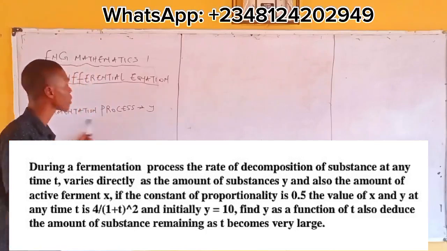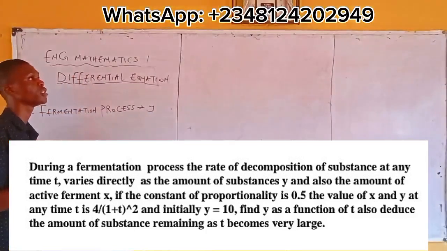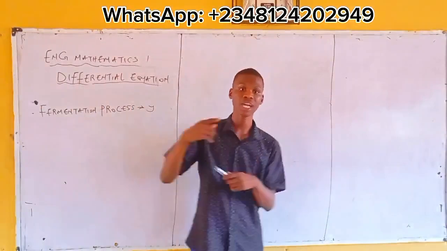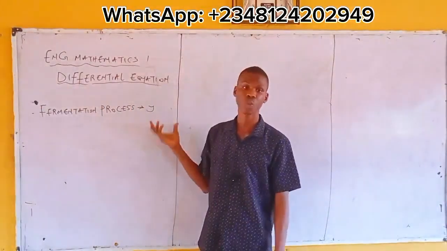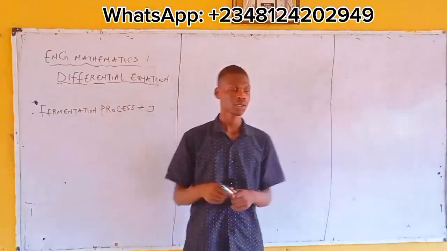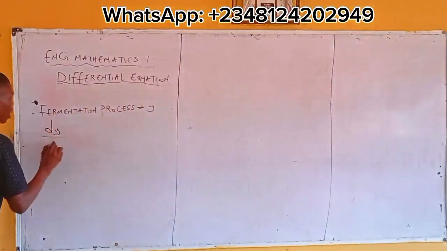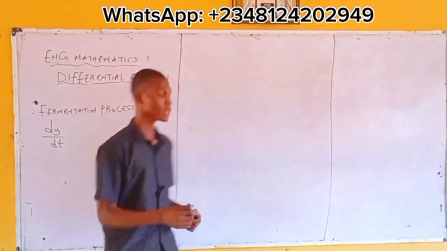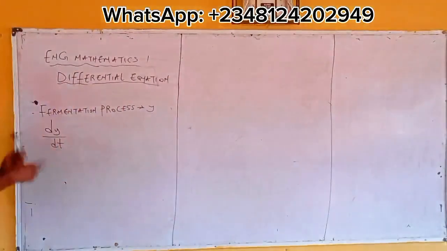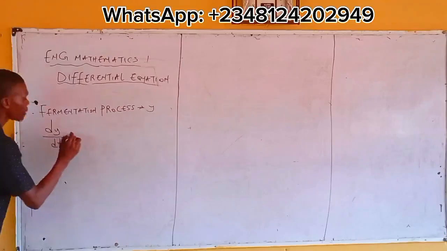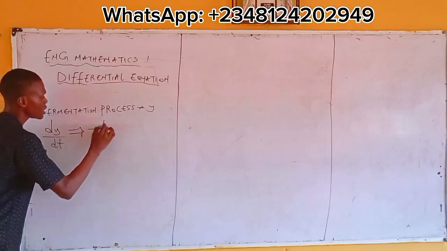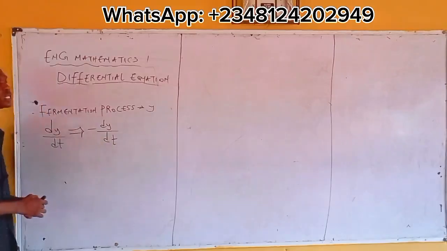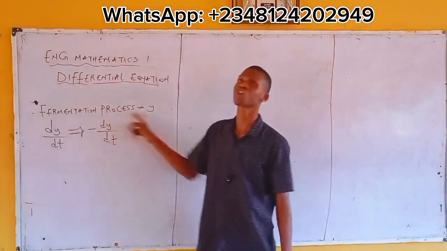What this means is that for this fermentation process that we denoted as Y, we are looking at the rate with respect to time. When we say with respect to time, we are representing the function Y, meaning dy over dt. But in this case, we said decomposition. The idea of decomposition is reducing, meaning this rate of change is decomposing. By decomposing, meaning reducing, this implies that we have negative dy over dt.